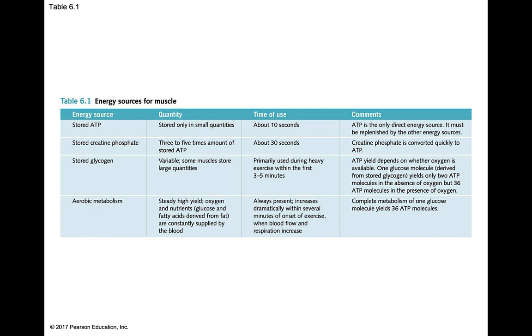Then we have aerobic metabolism. This has a steady high yield. Oxygen and nutrients, glucose and fatty acids derived from fat, are constantly supplied by the blood. Now, this is always present. It increases dramatically within several minutes of the onset of exercise, as blood flow and respiration increase. The complete metabolism of one glucose molecule will yield 36 ATP molecules. So aerobic metabolism is the primary way in which the body replenishes ATP stores to fuel muscle contraction.